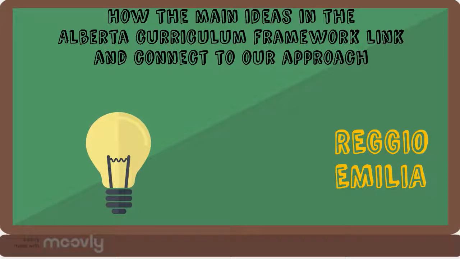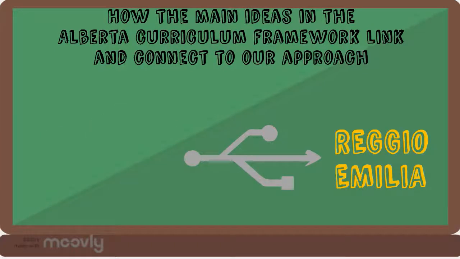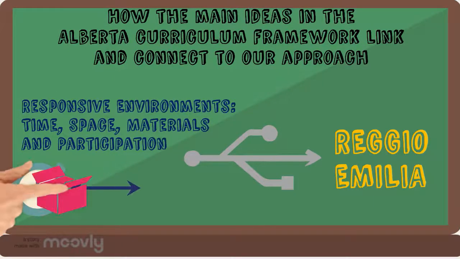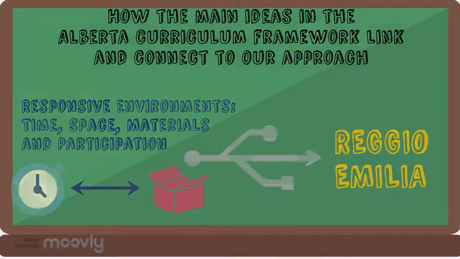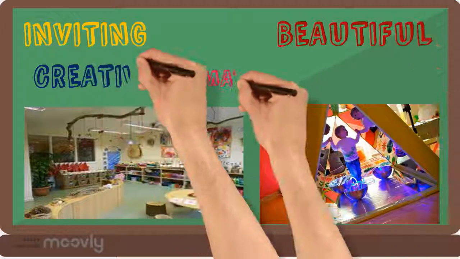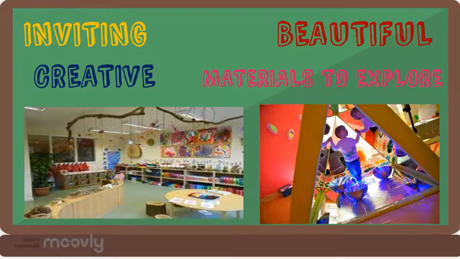As the curriculum framework displays an array of main ideas that can relate to Reggio quite effectively, the one main idea that ties directly into Reggio the most is responsive environments: time, space, material, and participation, section 2.4 in the Alberta Curriculum Framework. Reggio Emilia is all about how you present the environment to the children. Do you want the environment inviting, beautiful, creative, and to have the proper materials for the children to explore?